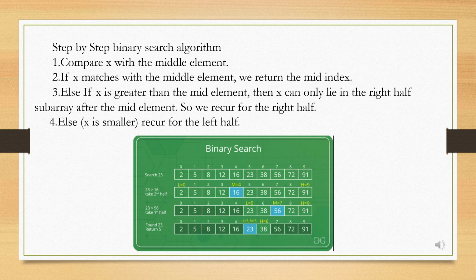Compare x with the middle element. If x matches with the middle element, we return the mid index. Else, if x is greater than the mid element, then x can only lie in the right half subarray. So we recur for the right half. Else, if x is smaller, then we recur for the left half.